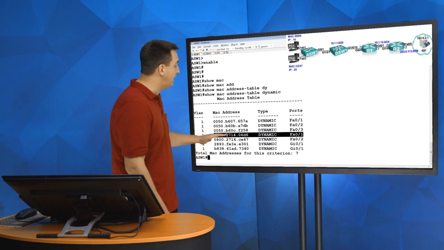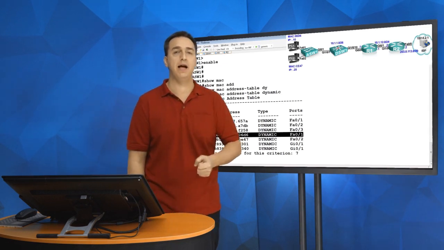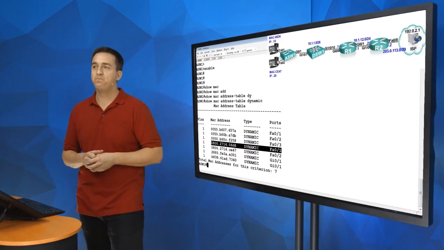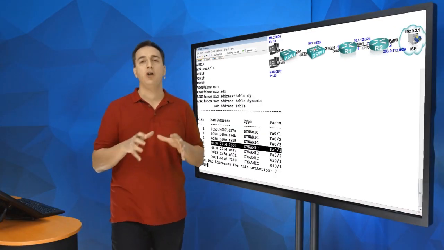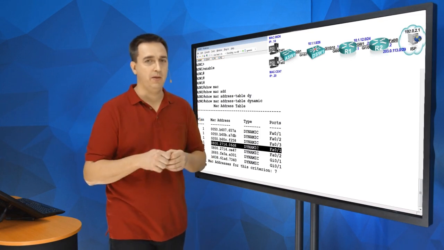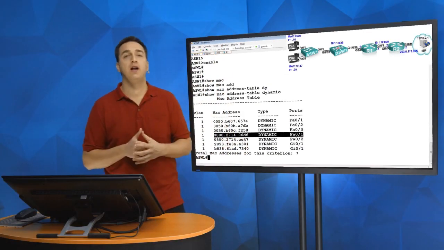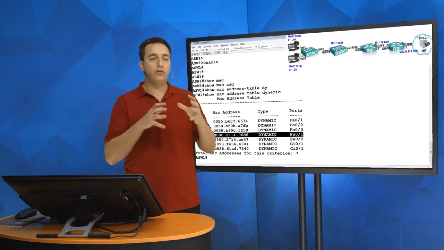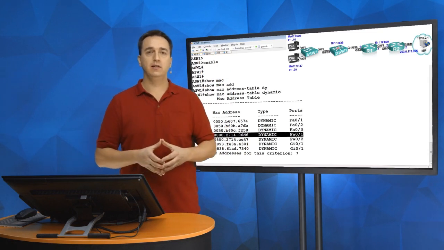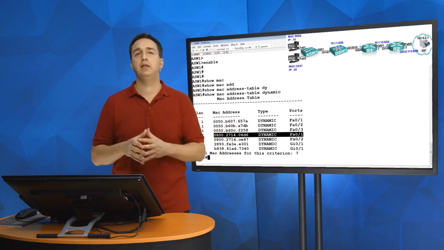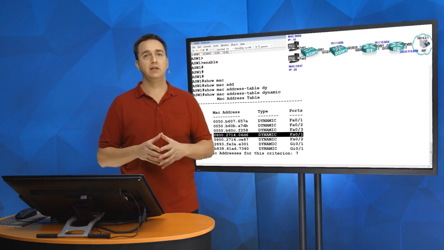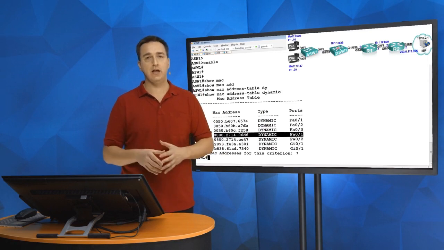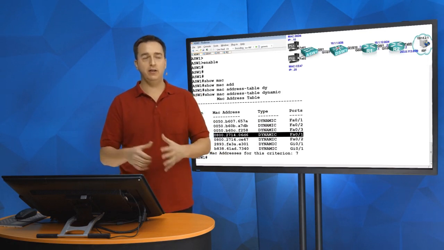Because if the destination of a frame is not in the MAC address table, what happens to the frame? Yeah, it's going to be flooded out all ports except the port it came in on, which means our switch is no better than a hub at that point in time. So we want to make sure that we forward frames efficiently. We only flood when it's absolutely necessary, like with broadcasts. We don't want to have to flood a whole lot of unknown unicast frames. We want to forward unicast frames.